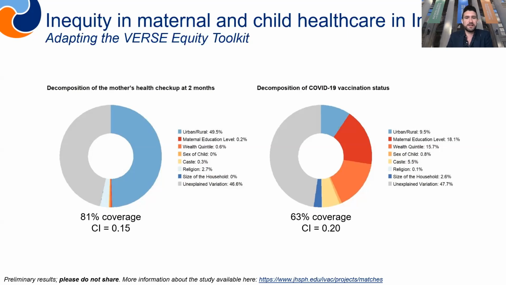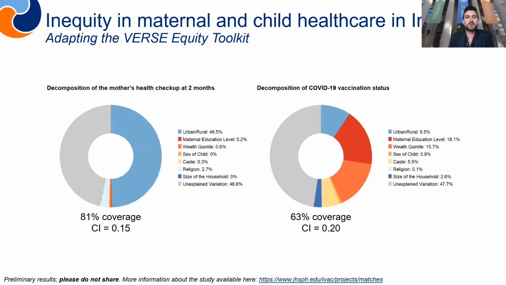For interpretation for policymakers, we present the absolute gap, which is the coverage difference between those two groups. And that can be interpreted directly as there is a 20% coverage gap between the top and the bottom groups. The decomposition for maternal status here you can see is quite different. There's a very strong difference between what we're seeing in terms of the correlates with inequity for maternal health checkups at 2 months versus COVID-19 vaccination status.